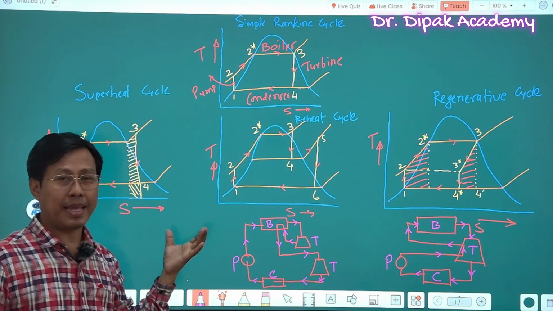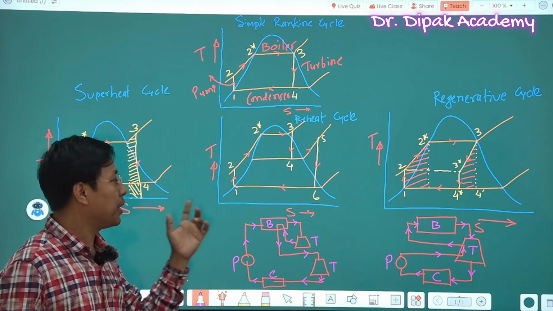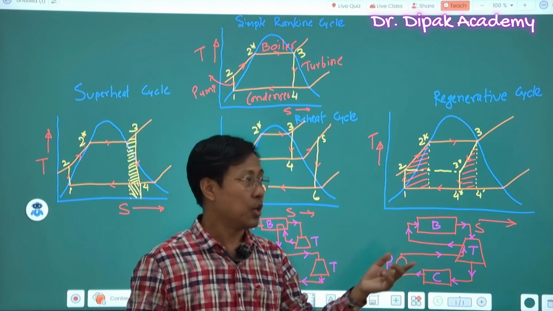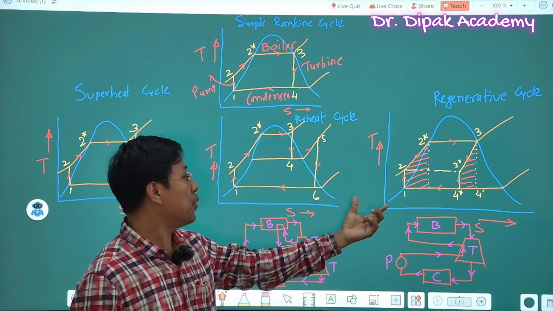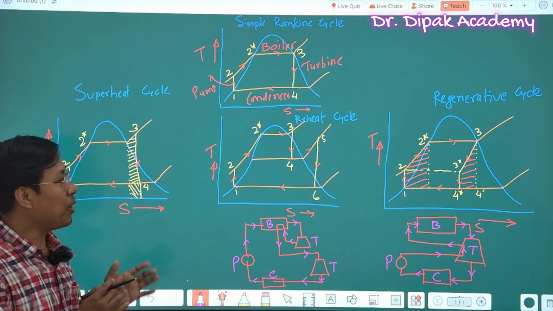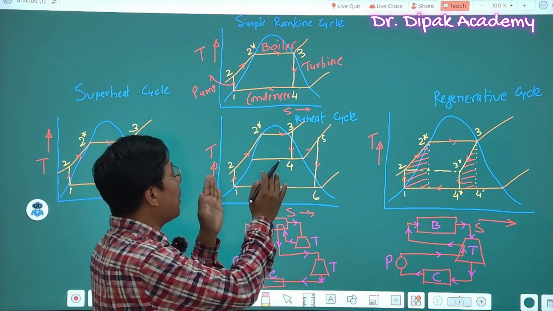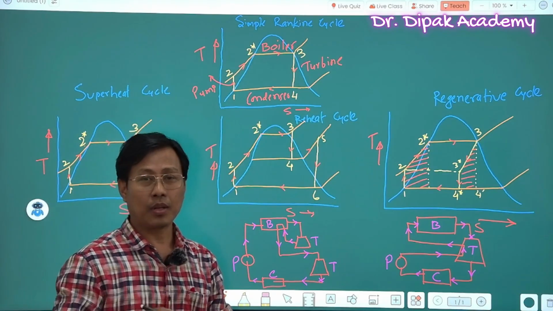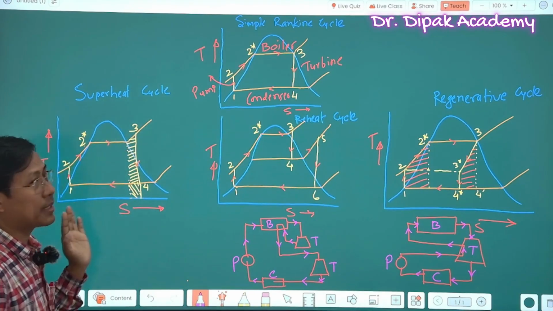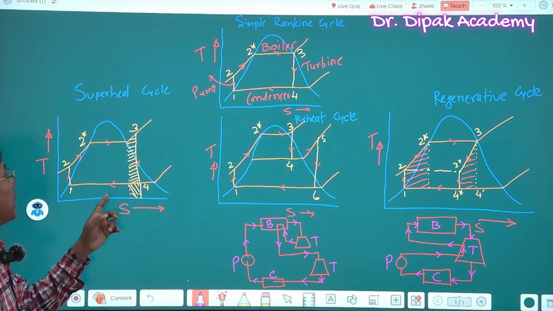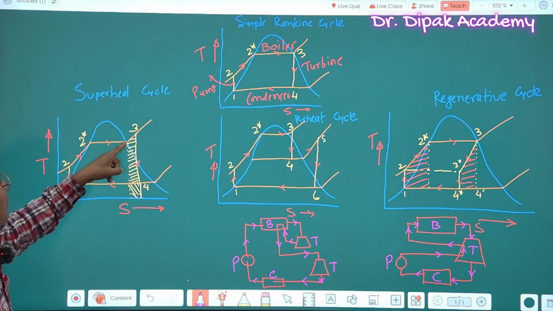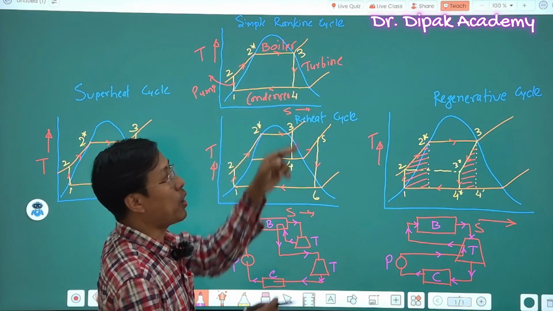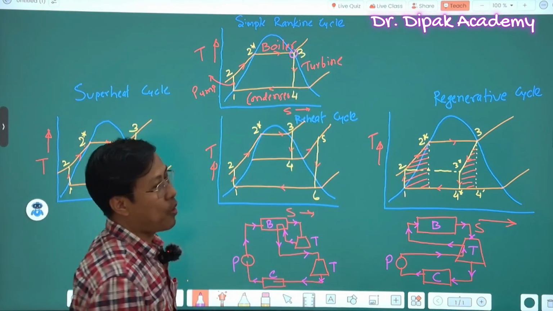The major aim, the objective of all these three cycles, is to get higher efficiency. So higher efficiency will be obtained by using these three cycles. Now we'll understand how the modifications in all these cycles are giving higher efficiency. Let us first consider the superheat cycle. In this superheat cycle, we will see the steam has been superheated up to point 3.